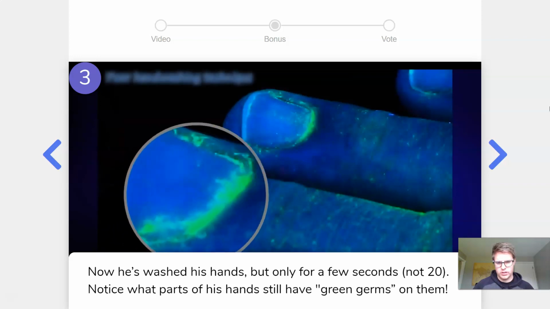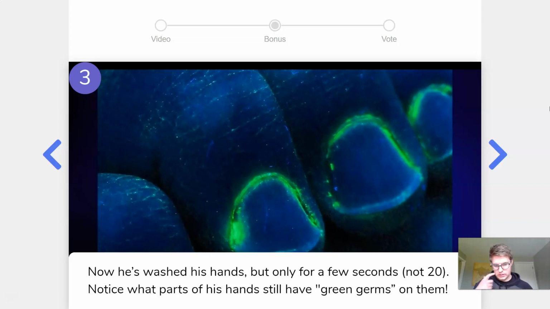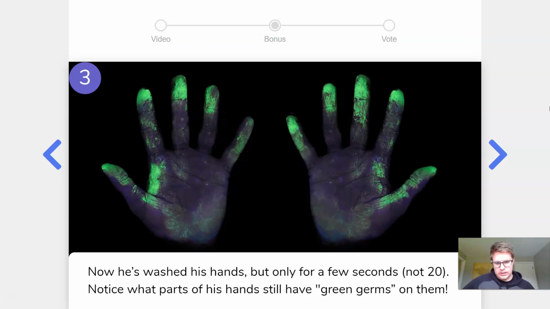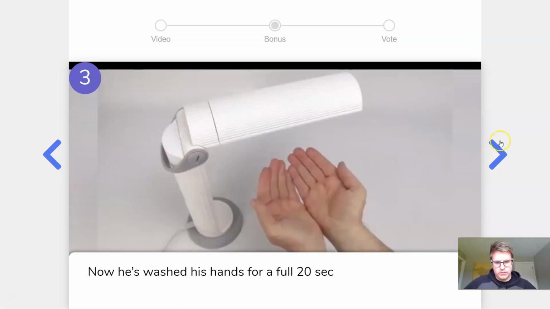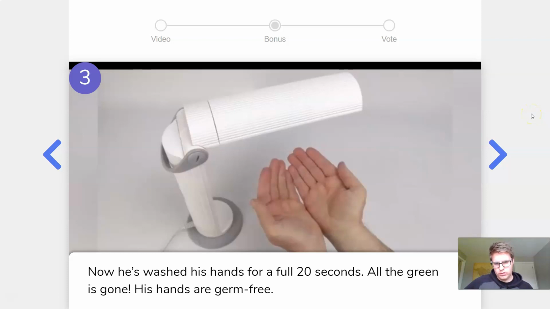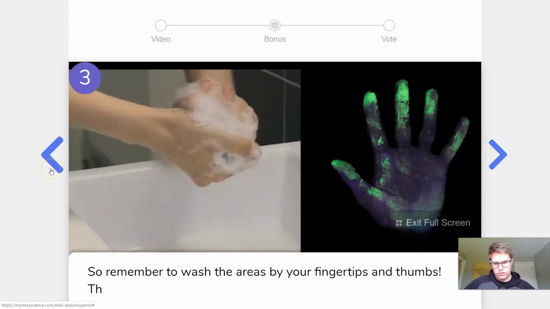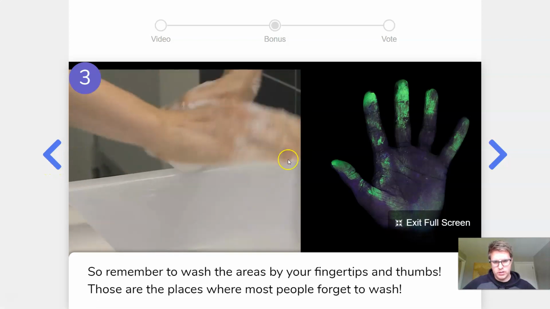Oof. That's if you don't wash your hands for 20 seconds. You just run them underwater. Let's look at a full 20-second hand wash. Oh, it didn't show it, but basically all the green was gone.